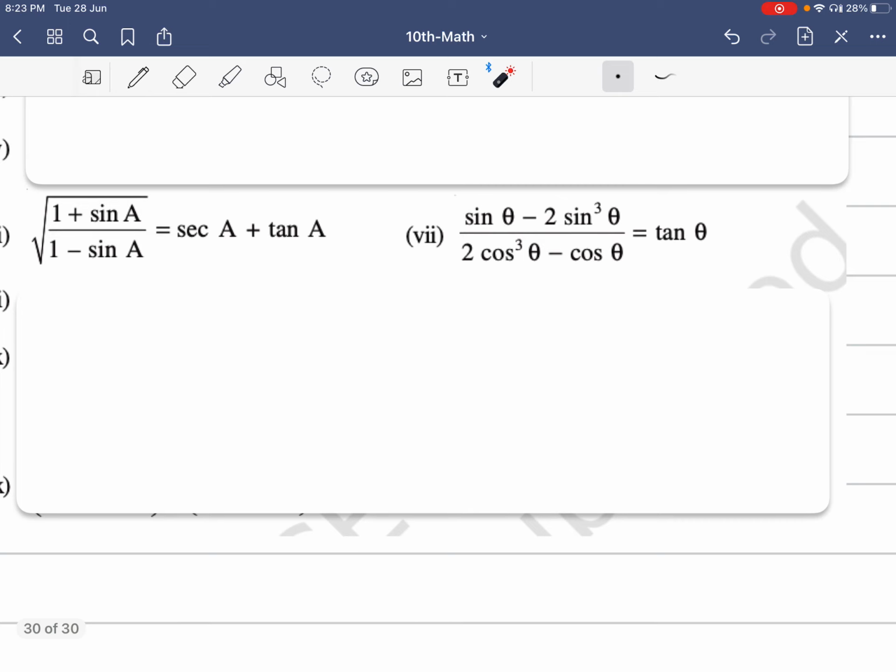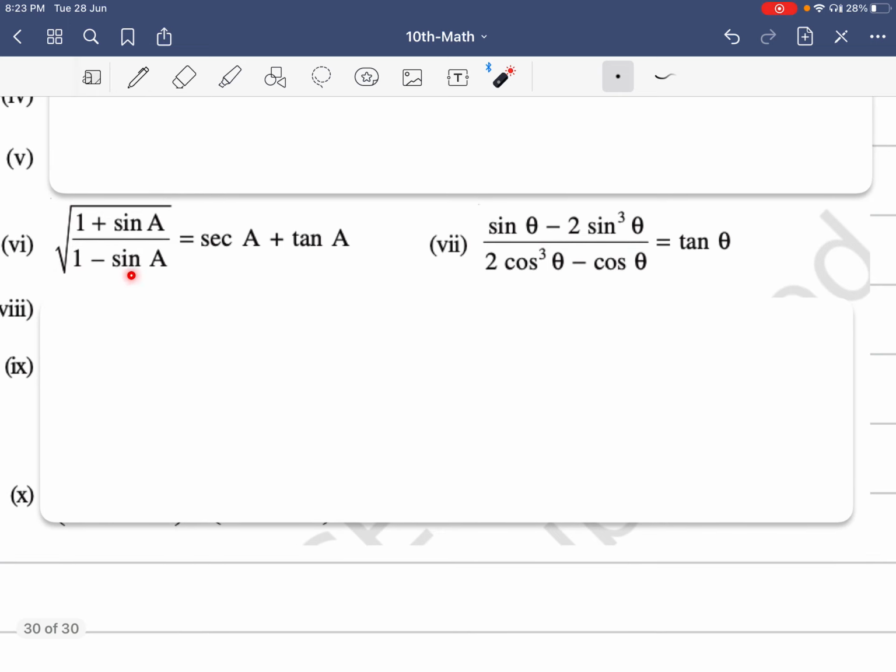Now let's focus on problem number 6. Okay, so left hand side is under root of (1 plus sine a) the whole divided by (1 minus sine a), and right hand side is sec a plus tan a. So typically when we have an expression with an under root, we rationalize the denominator. Okay, so let me write the left hand side now.